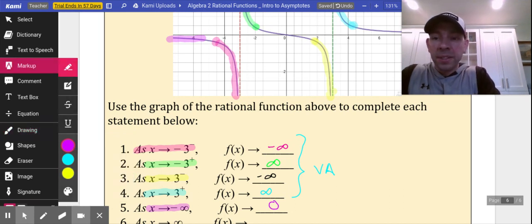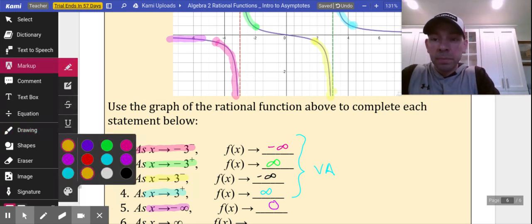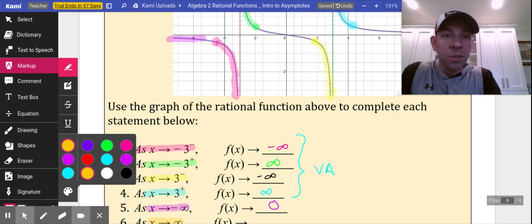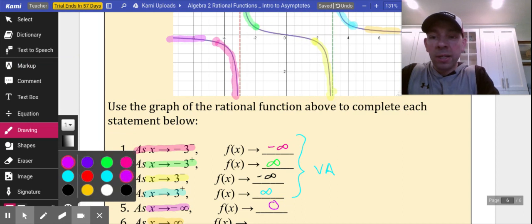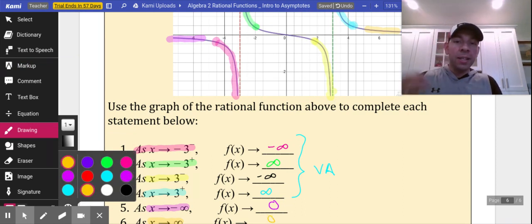Similarly, we'll see something similar, I think, on the other side here. As x approaches infinity, that's what this says. It's cut off a little bit on the screen here. As x approaches infinity, that means we're over here. What are we getting closer and closer to? I think the graph is getting closer and closer to zero again. On the left side, we were approaching zero from underneath, but on the right side, we're approaching zero from above. So that's all I got for you today.